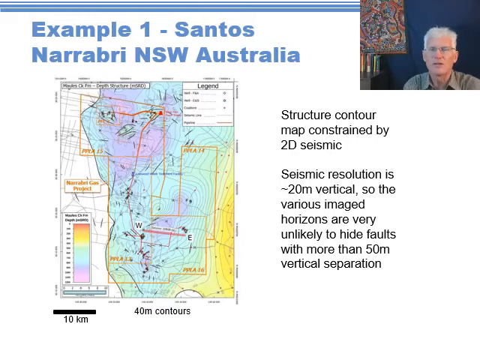There is a structure contour map which is constrained largely by 2D seismic, but also by fairly abundant hydrocarbon drilling, with drill holes going down to 1.5 kilometers. The vertical resolution in the seismic is probably 20 meters or better, so the various image horizons are fairly easy to interpret. It seems very unlikely that there would be faults hiding with more than say 50 meters vertical separation, and it would probably be very hard to hide faults with separations as big as 20 to 30 meters.